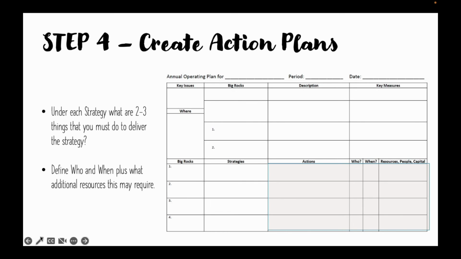Make a note of any additional resources that this particular strategy may require. So that could be equipment, plant, technology, something else. It could be additional people to what you've already got, or it could be a capital requirement that you might need to fund all that stuff.